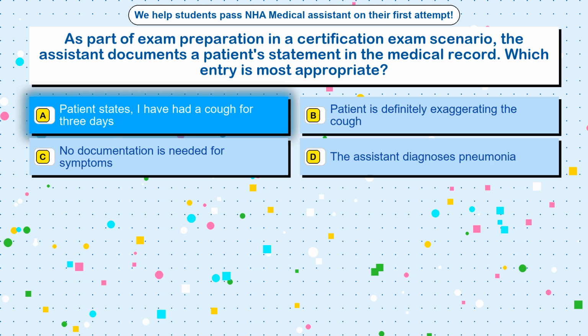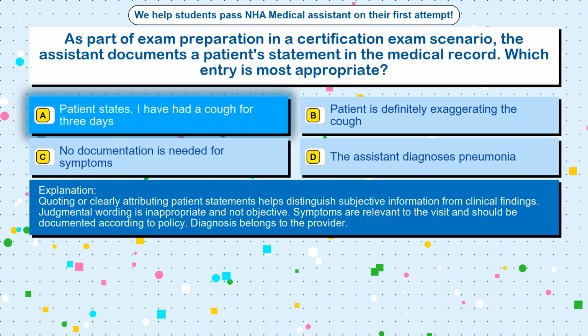The correct answer is option A, patient states, I have had a cough for 3 days. Quoting or clearly attributing patient statements helps distinguish subjective information from clinical findings. Judgmental wording is inappropriate and not objective. Symptoms are relevant to the visit and should be documented according to policy. Diagnosis belongs to the provider.